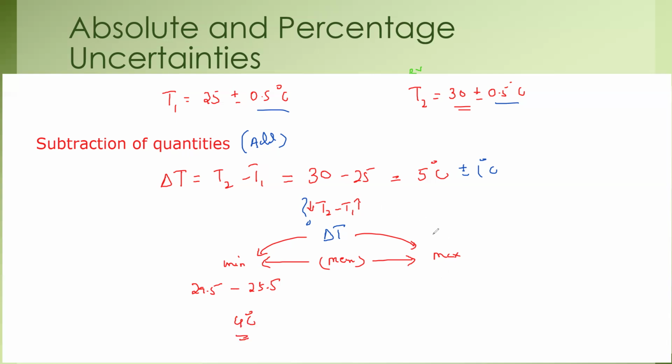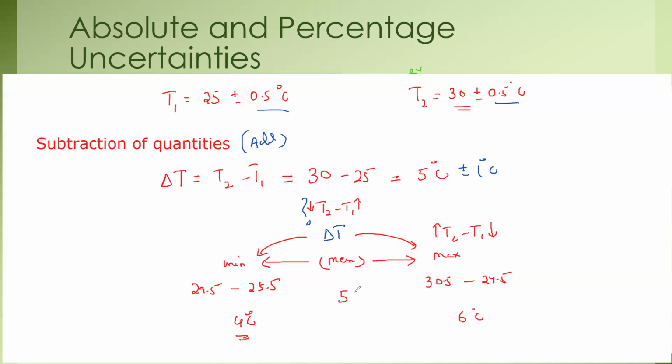Now what could be the maximum value? The maximum value of the difference between T2 and T1 is when T2 has a greater value and T1 has a smaller value. What could be the maximum value for T2? The maximum value for T2 will be 30.5. And what could be the minimum value for T1? The minimum value for T1 will be 24.5. So when we take the difference, we get 6 degrees.